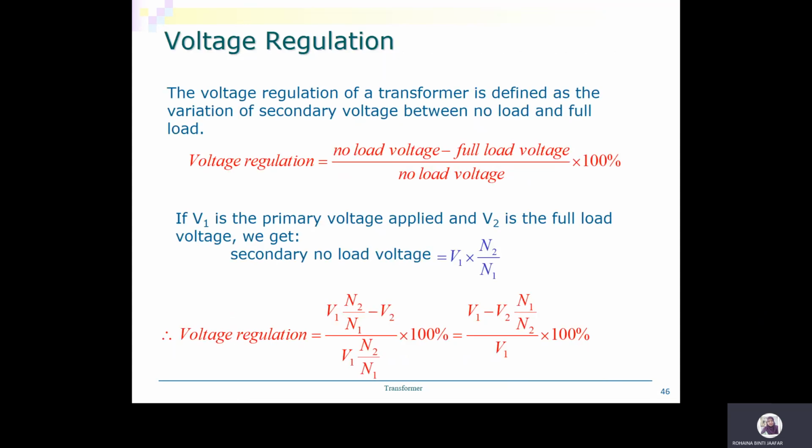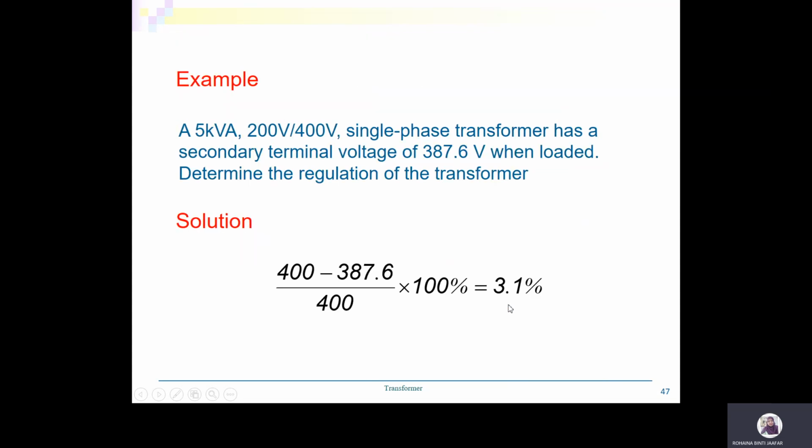Okay, and then voltage regulation. This is the formula for voltage regulation. You don't have to remember the formula.